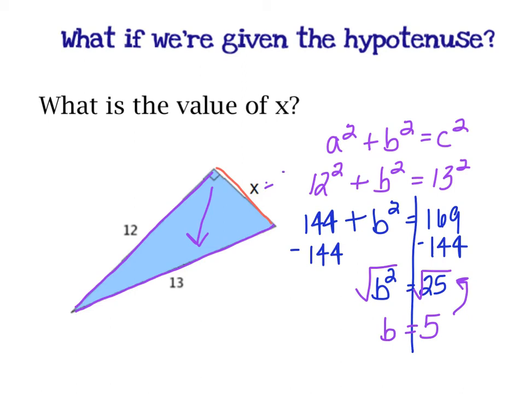So x equals 5. So still all we're doing is plugging in numbers and then solving for the variable that we're missing.